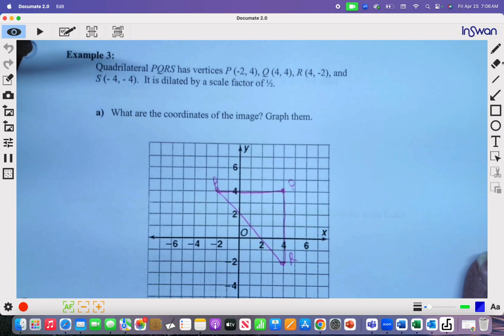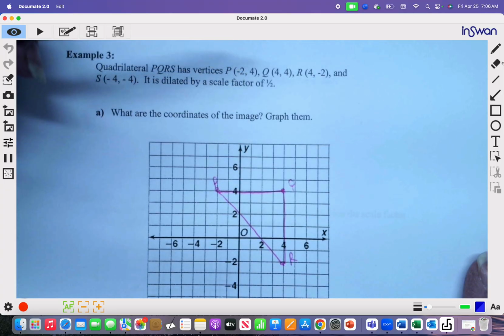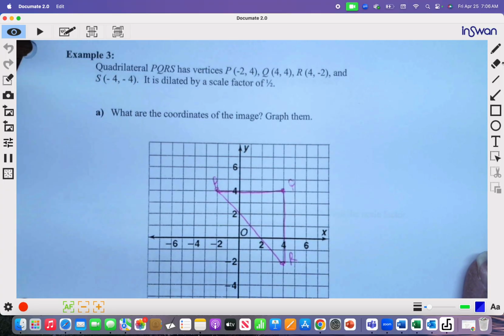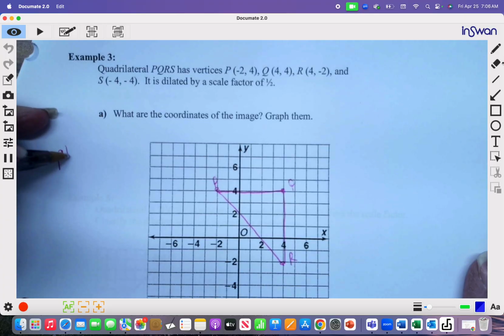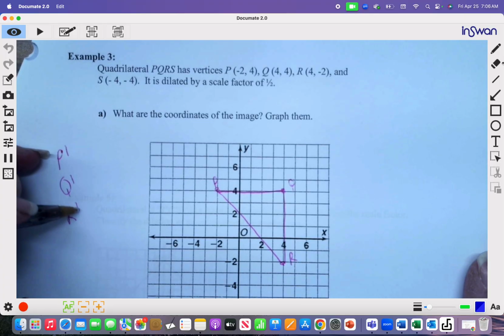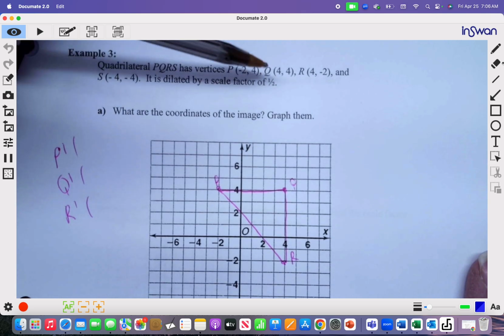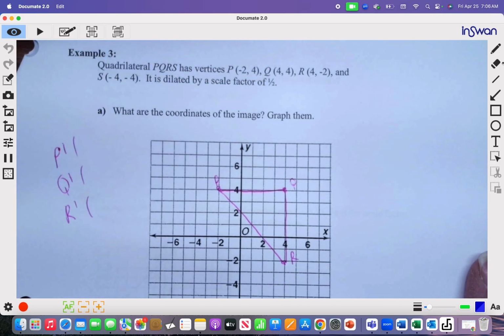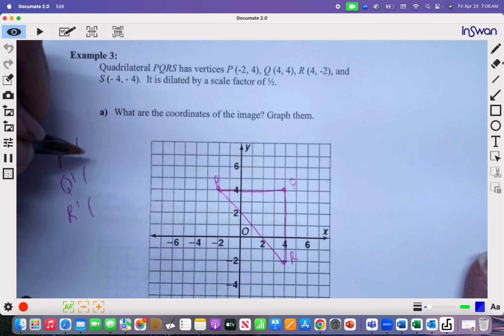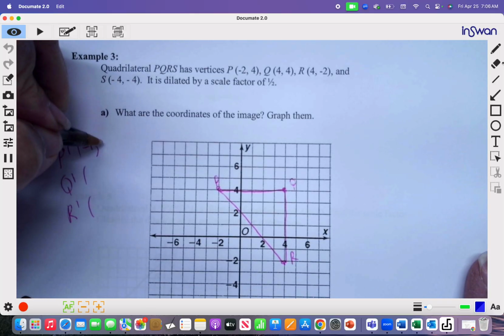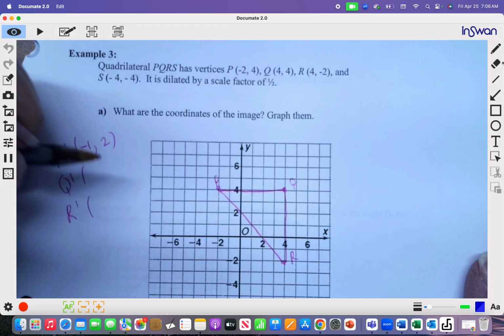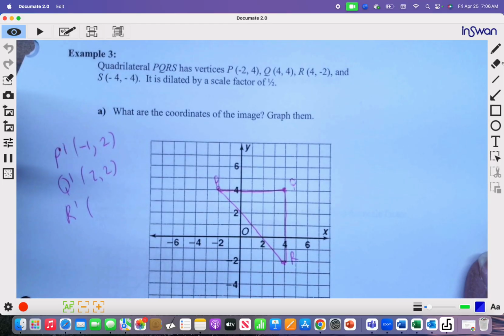They're saying it's dilated by a scale factor of 1/2. So I'm going to write out my new coordinates, P prime, Q prime, R prime, and multiply by 1/2. But what that really means, as long as there's a 1 on the top of that fraction, is you can divide by that bottom number. So negative 2 divided by 2 is negative 1. So we have negative 1, 2. We have 2, 2. Oh, I messed this up. I didn't see this.